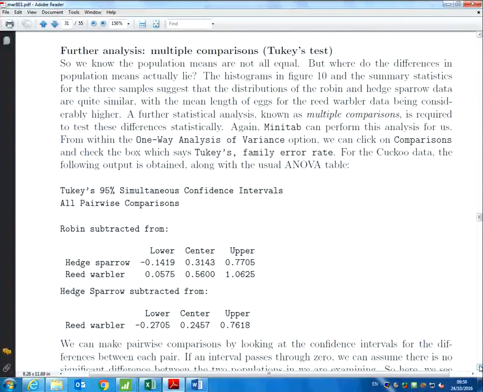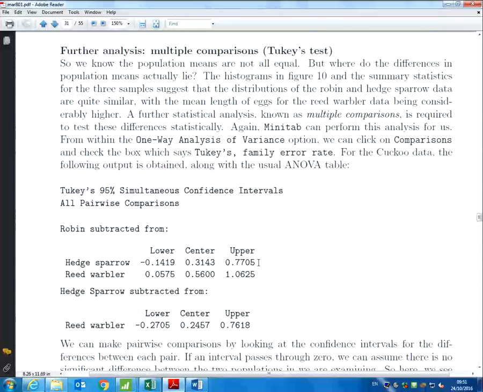Okay, multiple comparisons on page 31. Something called Tukey's test. This is just an option in Minitab. You will select Tukey's test in the computer practical. So how is it useful? What it gives you is confidence intervals for the differences between the groups.